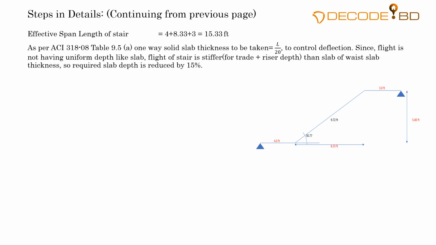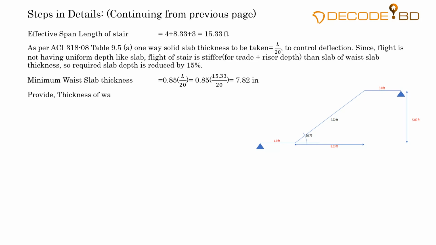And it is true that the flight of the stair is stiffer than the landing because of the additional tread plus riser depth. So the minimum waist slab thickness is 0.85 into L by 20. It comes to 7.2 inch. Provide waist slab thickness T equal to 8 inch, rounding up. Clear cover CC 1 inch. Effective depth d equals 8 minus 1 minus 0.5 equals 6.5 inch.